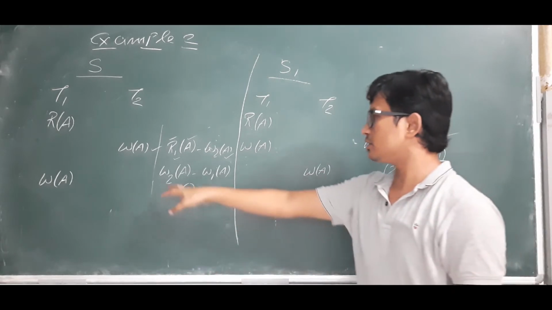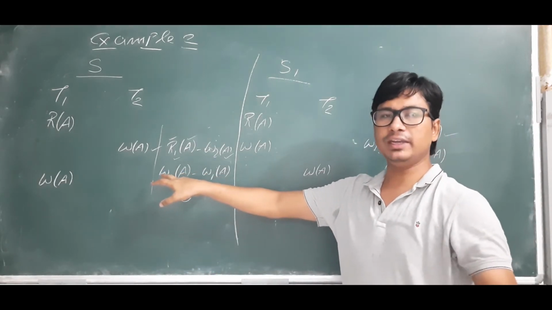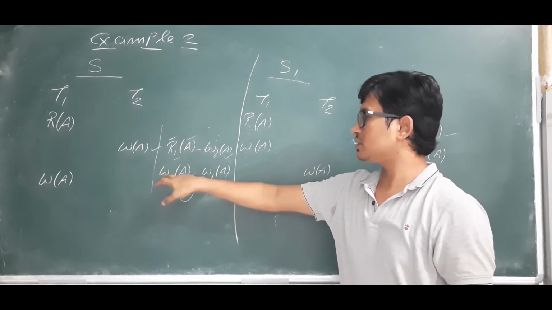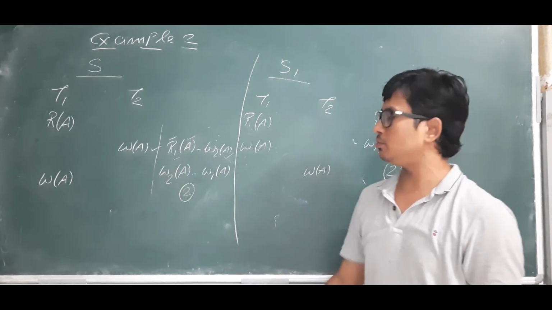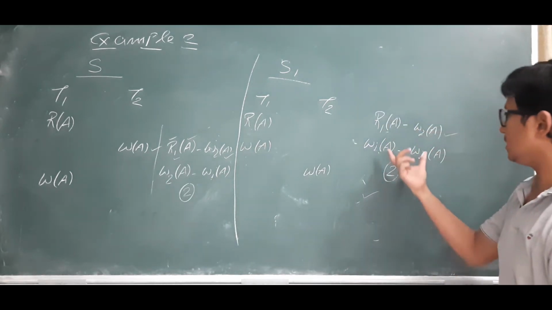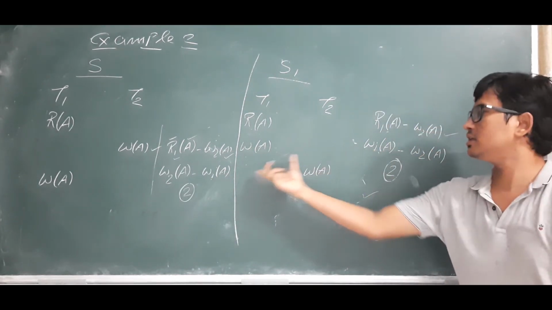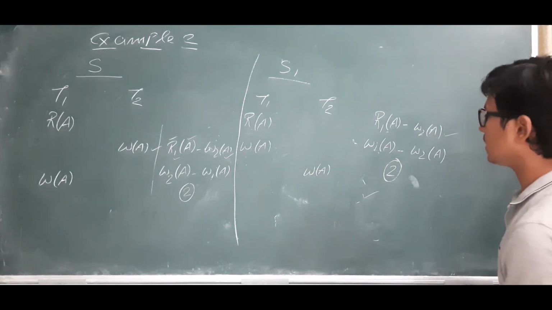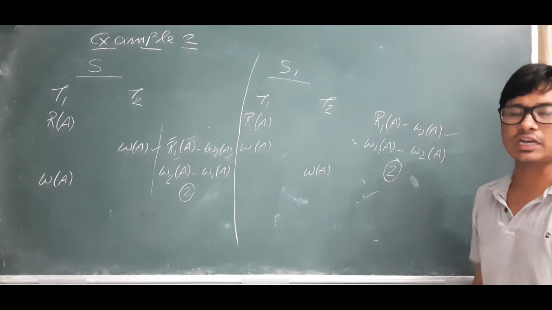What is the meaning? If you find any conflict equivalent schedule for this one, in that schedule the transaction 2 write operation should be performed first, then the transaction 1 write operation. But this is saying the reverse. So I can say that for these two conflict operations, the order is not the same, so the second condition is not satisfied.